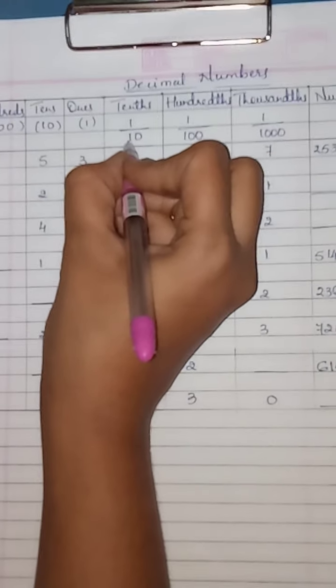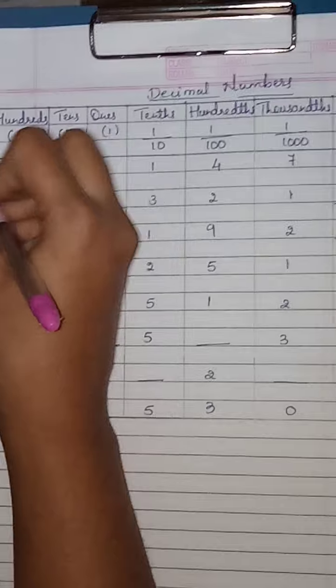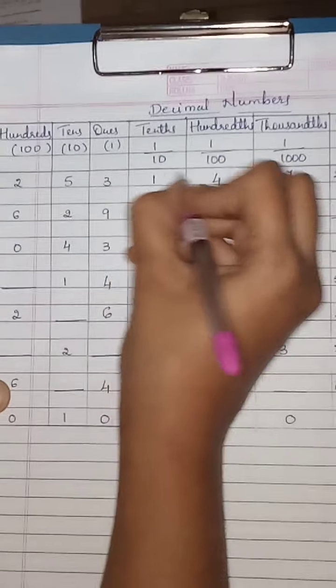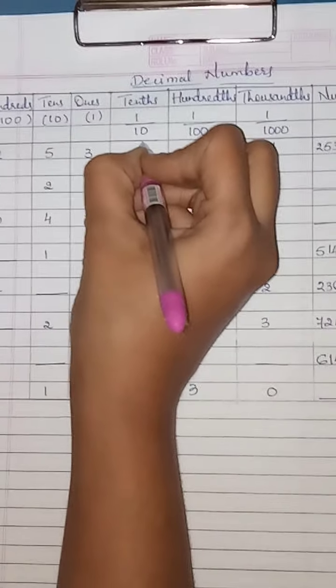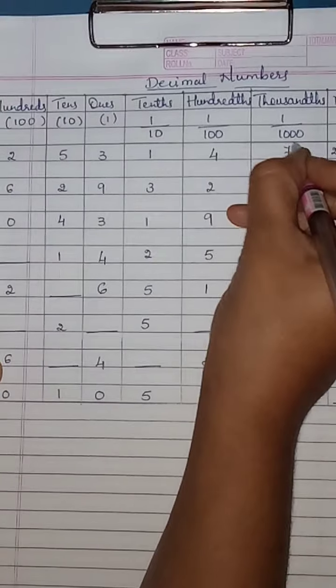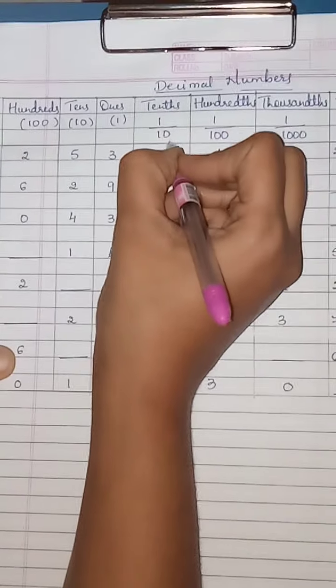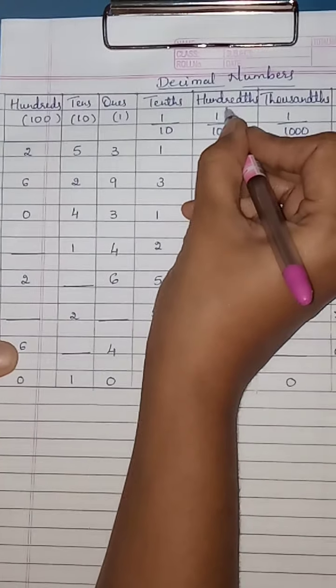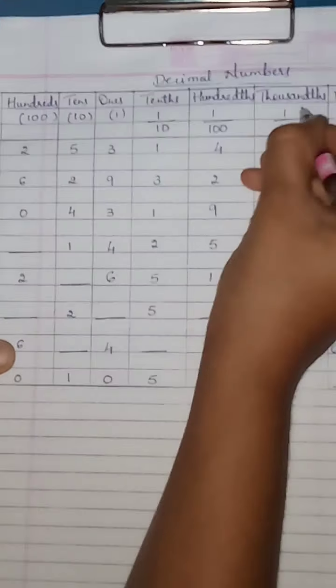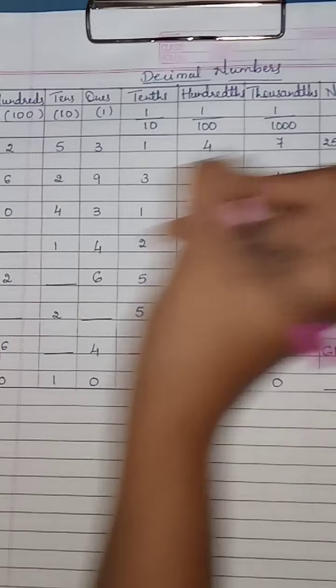See, you already know that in decimals the place values are ones, tens, hundreds and so on. This is the whole number part, and in the decimal part the place values are tenths, hundredths, thousandths and so on. See, ones means 1, tens means 10, hundreds means 100, tenths means 1 by 10, hundredths that is 1 by 100 and thousandths that is 1 by 1000.